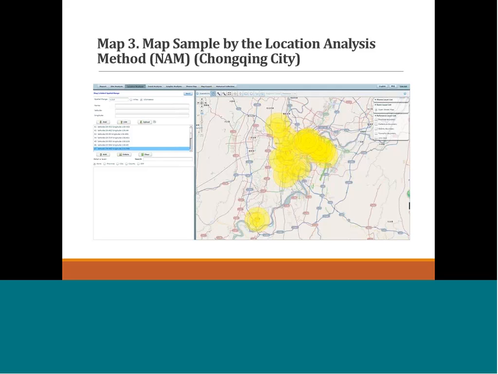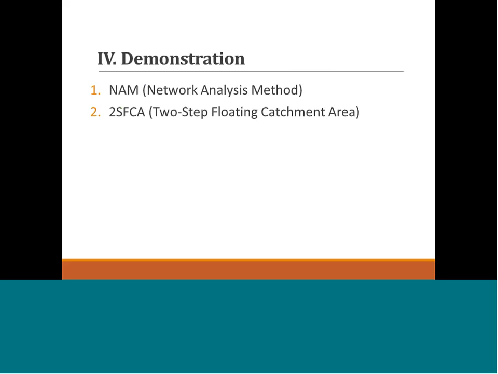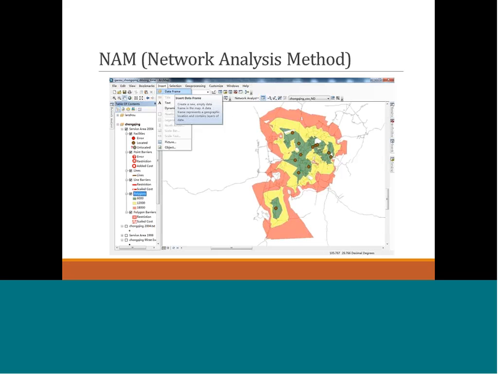What we will demo today are the first two methods, NAM and 2-step. Now I will ask Jiaming to demonstrate what we have done to measure church shortage through NAM first, then the 2-step method. Jiaming, it's your turn. Okay.